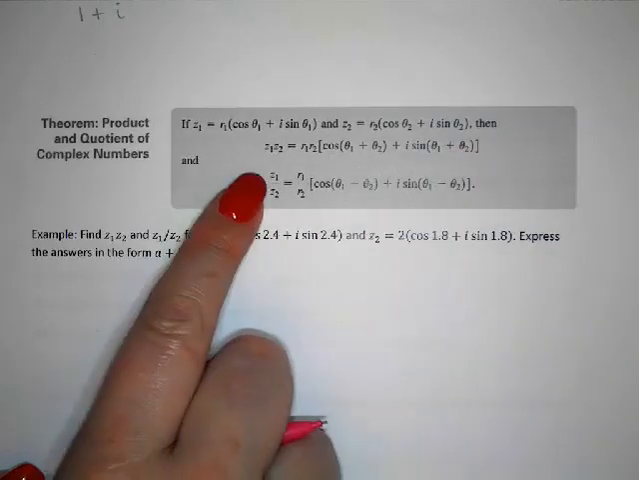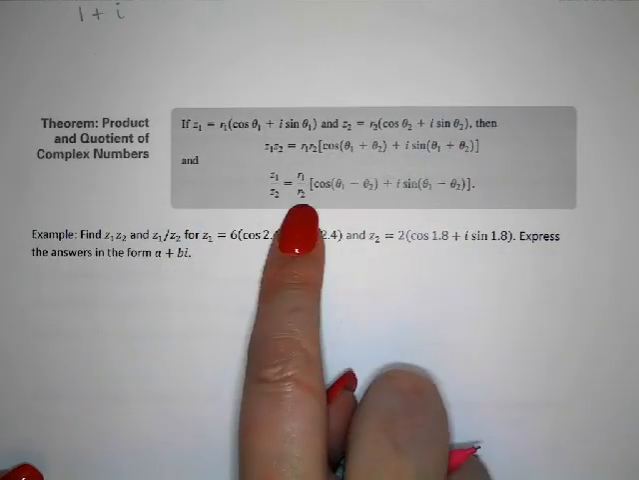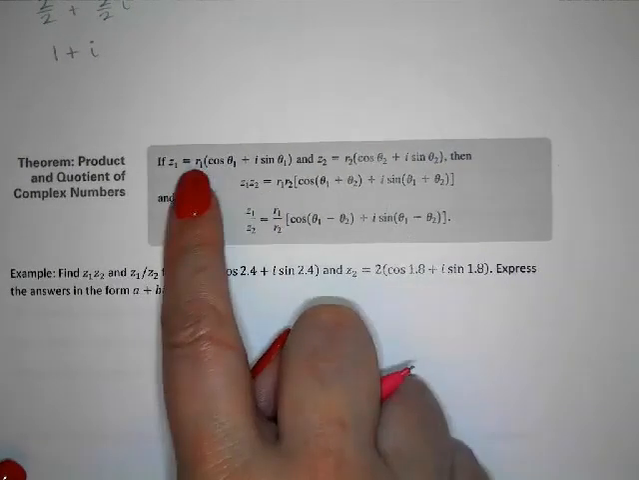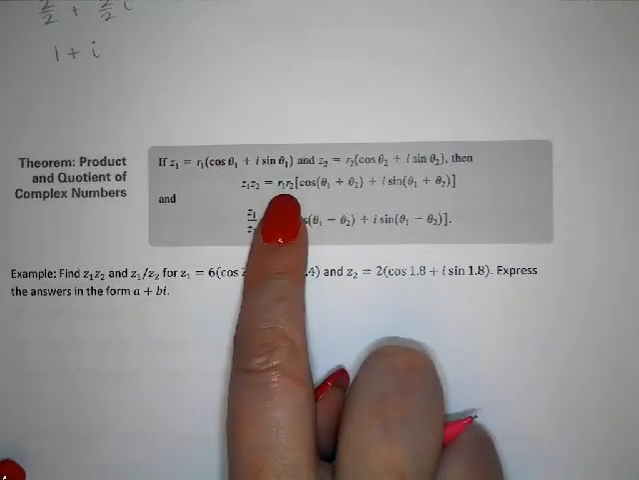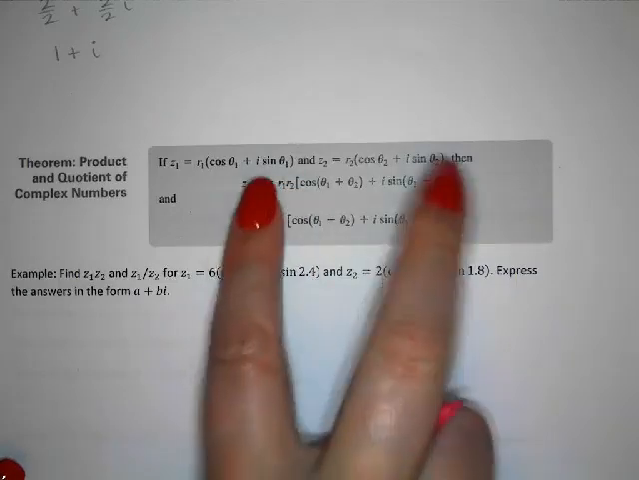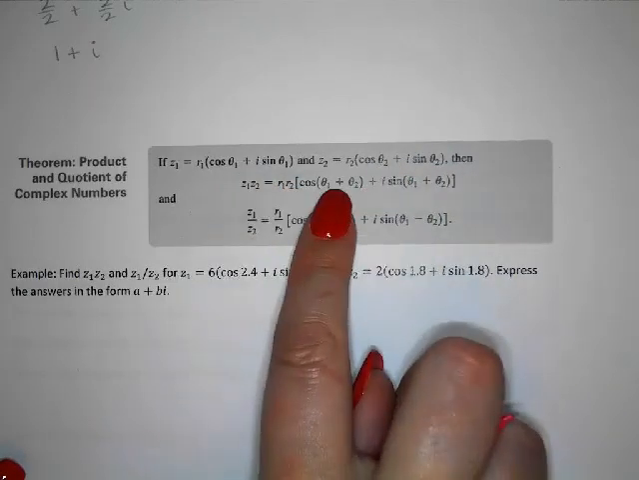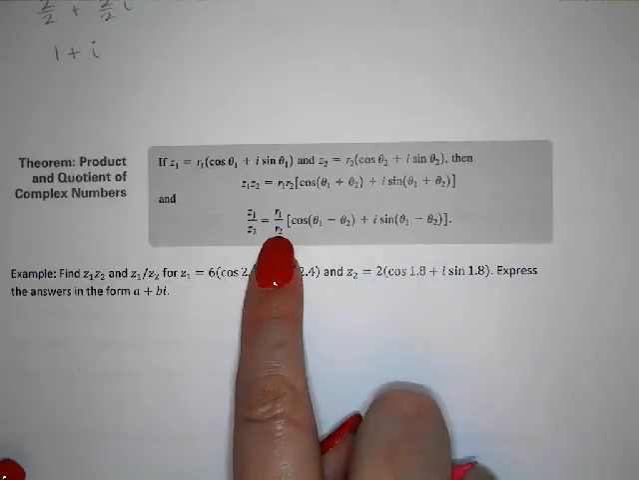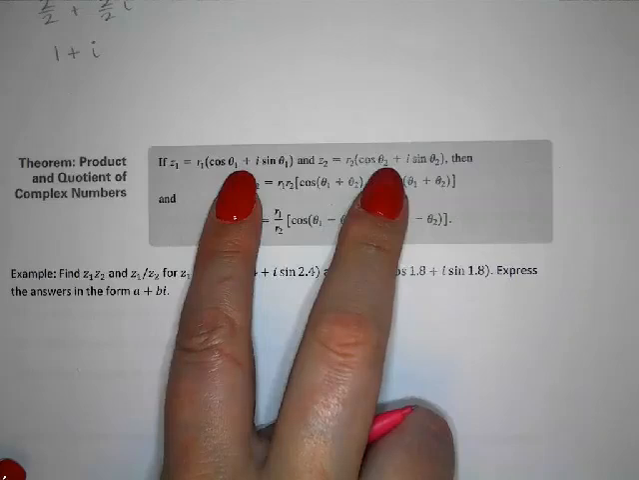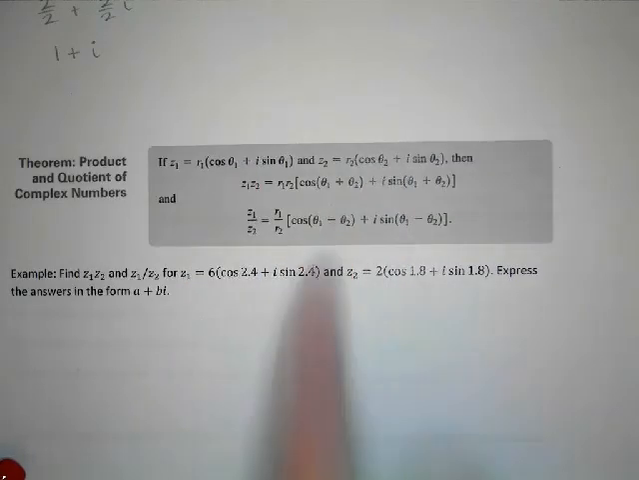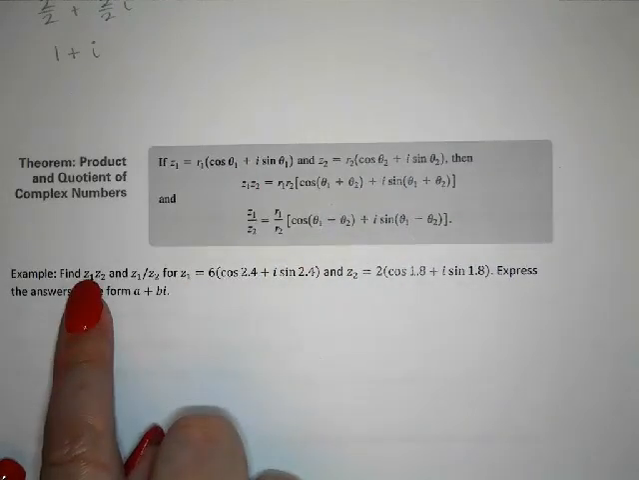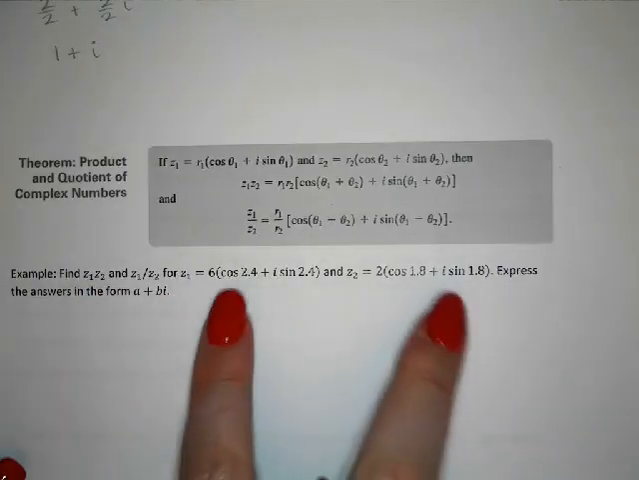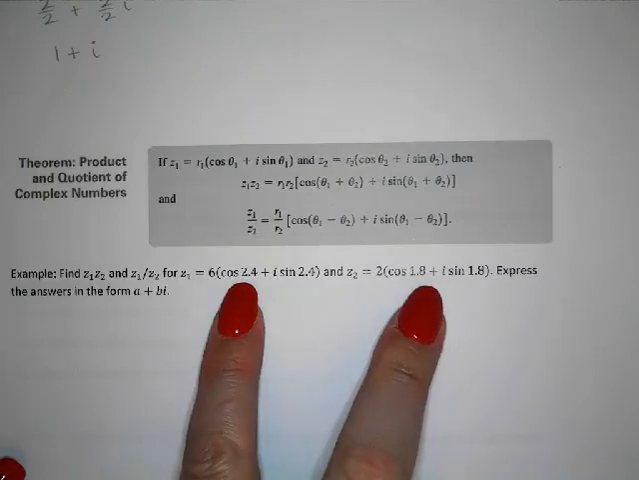So if you multiply the two complex numbers, then you take each modulus and you multiply them and put them in the front, and you take each argument, the angles, and you add them together. If you're dividing, you take each modulus and you divide them, and you take each argument, the angles, and you subtract them. All right, so we're going to go ahead and find the product and the quotient for each of these two complex numbers in that trigonometric form. And then it's going to get a little bit more complicated.